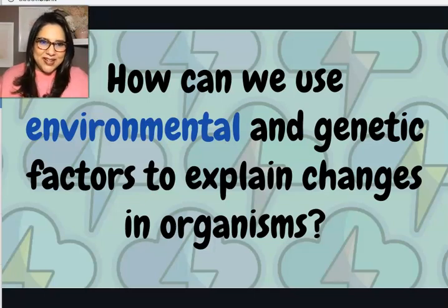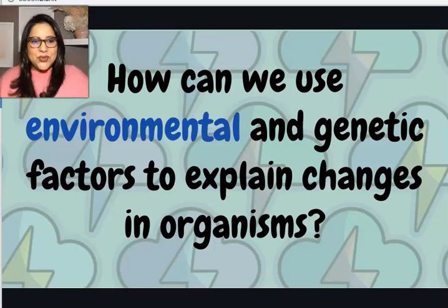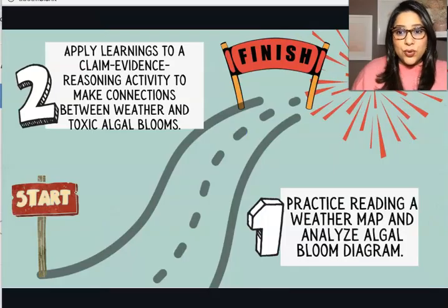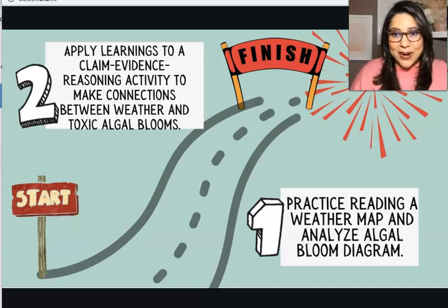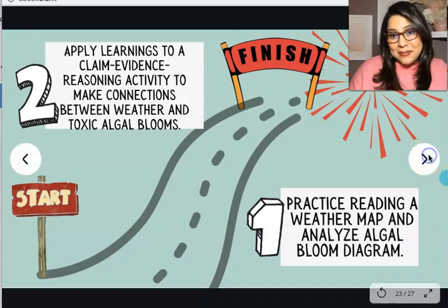Welcome to our exploration. We're going to continue to investigate our unit question, but in this activity, we're going to put all the pieces together and try to figure out what our learnings on weather have to do with the toxic algal bloom. So in our journey, we will be making two stops. In our first stop, we're going to practice reading a weather map and we're going to analyze an algal bloom diagram. And in our second stop, we're going to apply our learnings to a claim, evidence, and reasoning activity to make connections between weather and toxic algal blooms. So let's go ahead and begin.